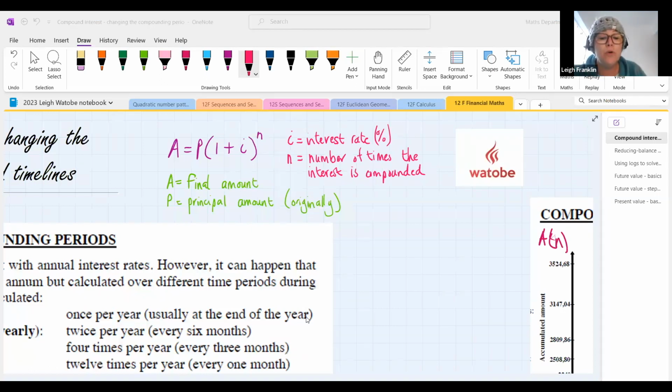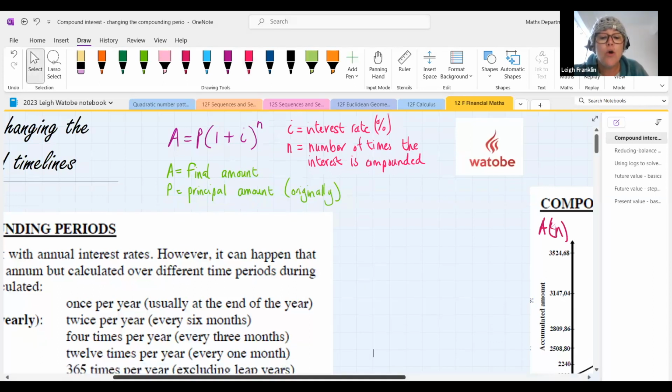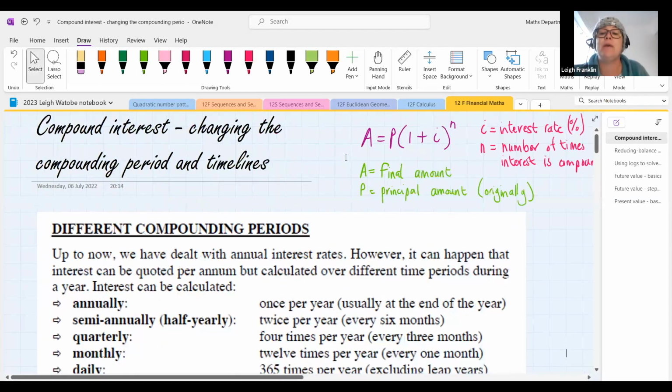So in other words, we can change the compounding period. In grade 9, interest is always compounded annually. So if an amount of money grows and interest is compounded annually, say for 5 years, then n will be equal to 5 because it's compounded once a year for 5 years. 1 times 5 is 5.